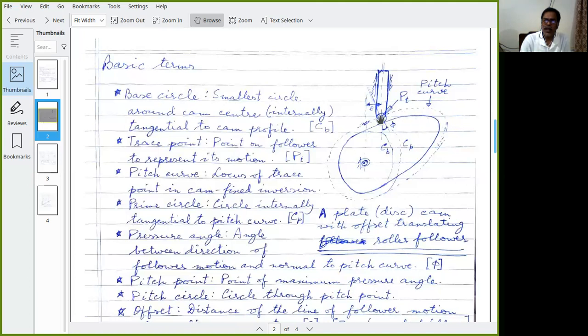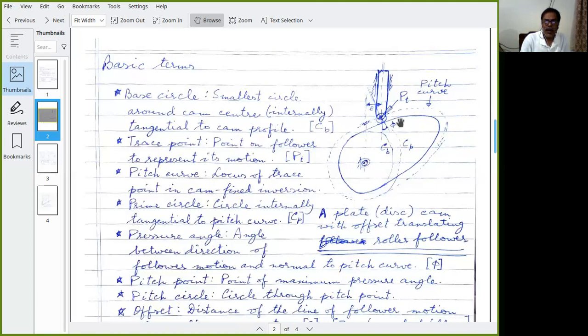So whatever is the radius of the roller, you make a little circle here with the center here, then with the center here, with the center here, with the center here. You get lots and lots of little circles all over. Now the curve tangential to all of them, that is the pitch curve, the locus of the trace point in cam fixed.